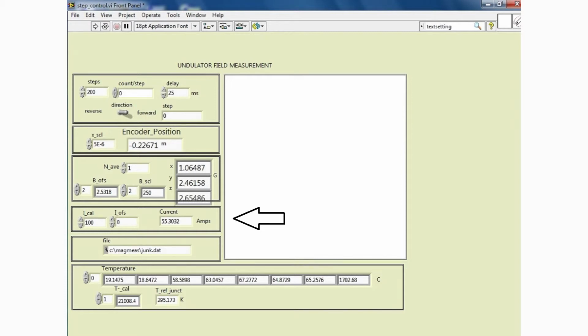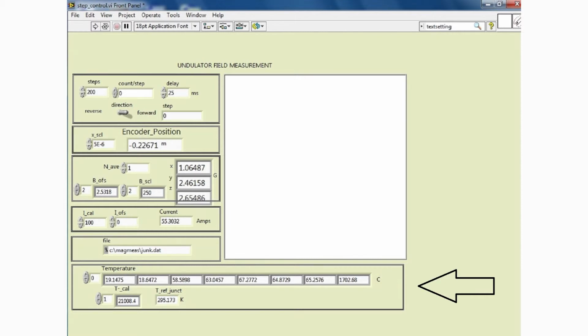This is where the temperature at several locations is displayed. The first temperature shown shows the output of the water jacket. The second temperature shows the input of the water jacket. Observing the difference in temperature between the output and input is useful in determining the total power of the undulator and the flow rate of the cooling jacket.